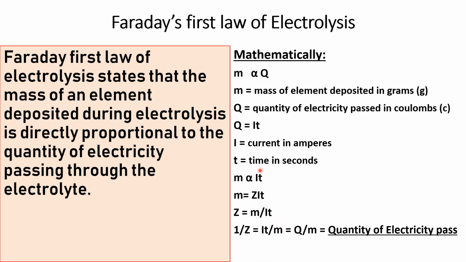And don't forget that the product of current and time is equal to the quantity of electricity passed. Therefore, we can substitute Q for IT here. So what we are saying here is that the reciprocal of the constant is equal to IT over M or Q over M, where Q is the quantity of electricity passed and M is the mass deposited.